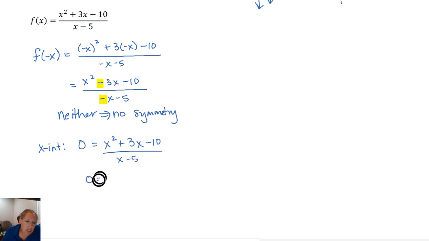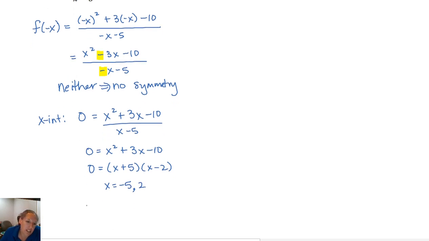Multiply both sides by that denominator, and we get 0 equals x squared plus 3x minus 10. The factors of negative 10 that add to positive 3 are a positive 5 and a negative 2. That is going to give us x-intercepts at negative 5 and positive 2. Both of those are going to have a multiplicity of 1, and both of those are going to cross the x-axis at those points.